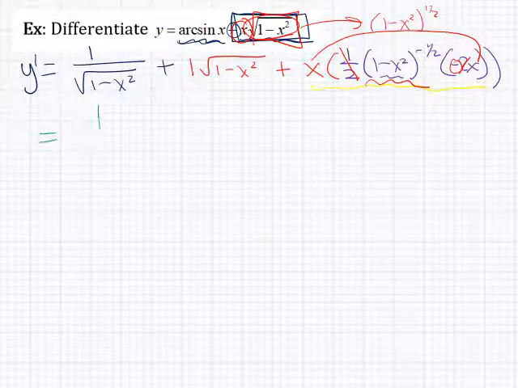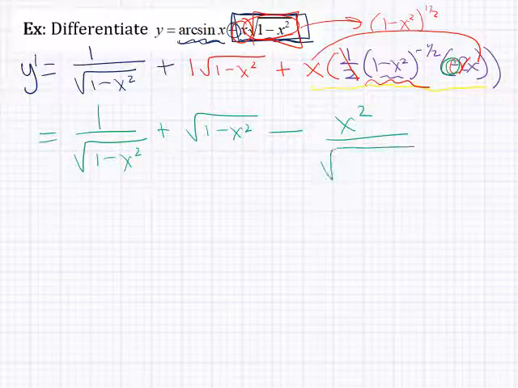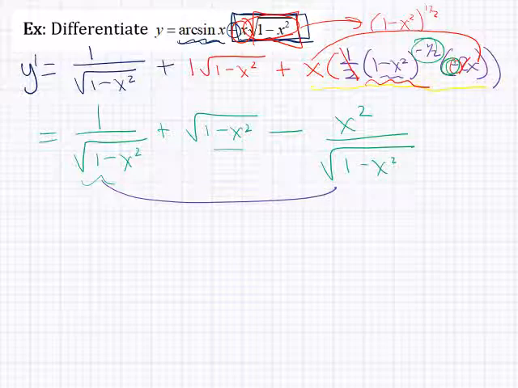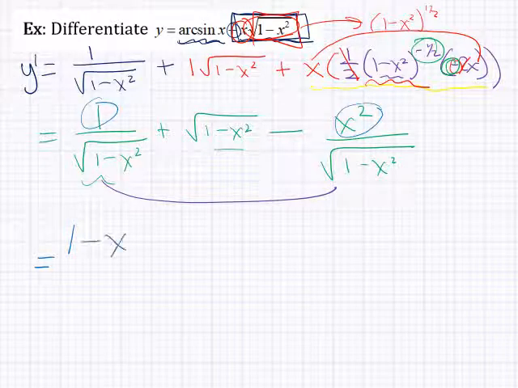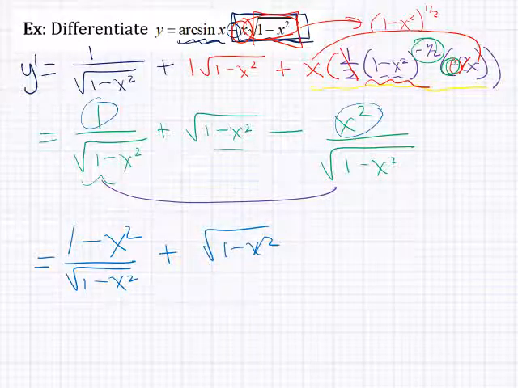y prime equals 1 over the square root of 1 minus x squared plus the square root of 1 minus x squared minus, again minus because of this minus here, x squared over the square root of 1 minus x squared. Now remember, if this comes to the denominator, it's now a positive 1/2, and a positive 1/2 is the square root. So I chose to write it as a square root because I have these other ones here as well. Notice these two have the same denominator, so they're real easy to put together. So I'm going to get 1 minus x squared all over the square root of 1 minus x squared plus the square root of 1 minus x squared.